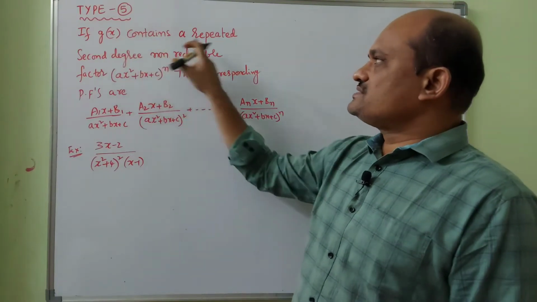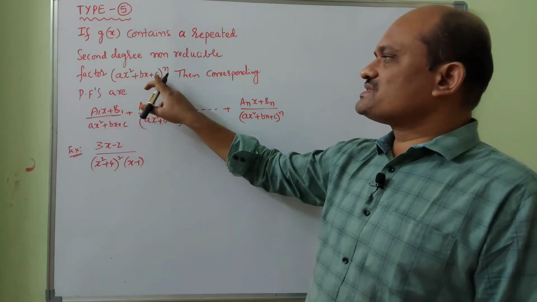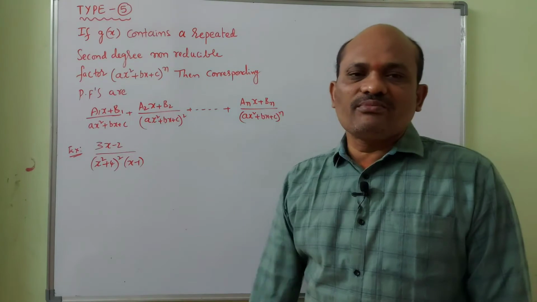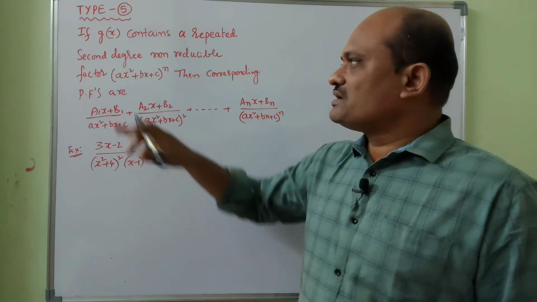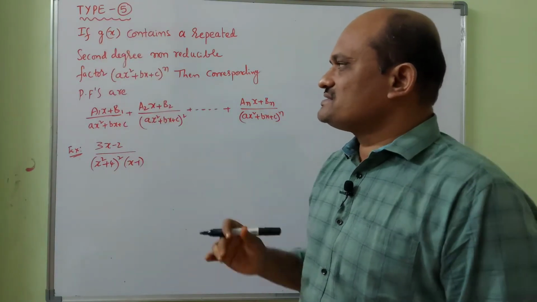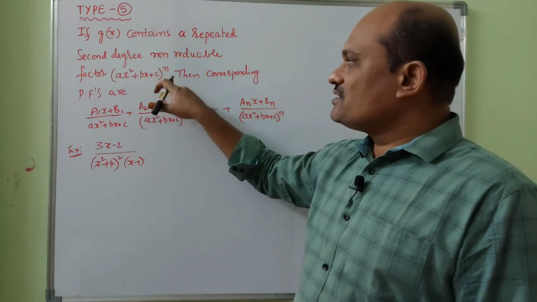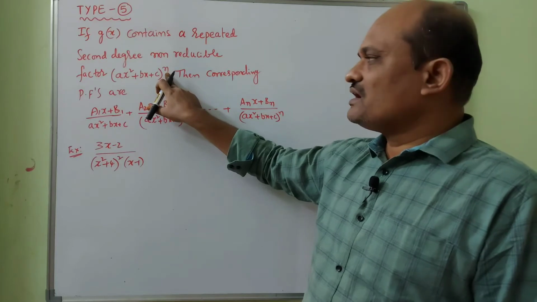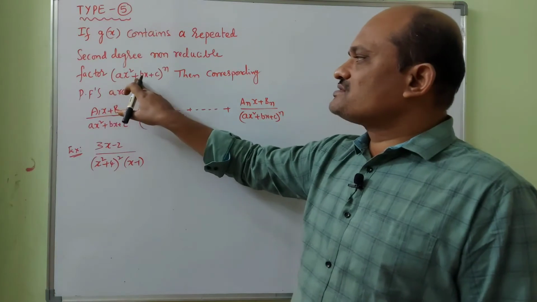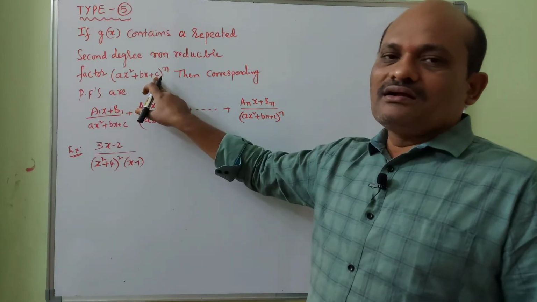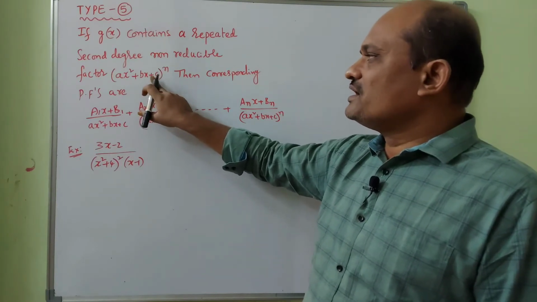If g of x contains a repeated second degree non-reducible factor (ax square plus bx plus c) whole power n, then what are the corresponding partial fractions? Students, g of x means, in a proper fraction, the denominator contains second degree repeating factors. Repeating how many times? n times. Then how to resolve into partial fractions? Here ax square plus bx plus c is an irreducible second degree factor. It is repeating n times.